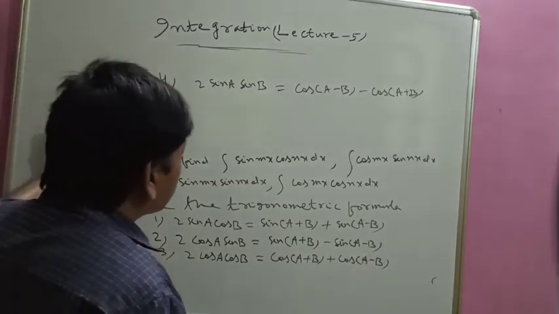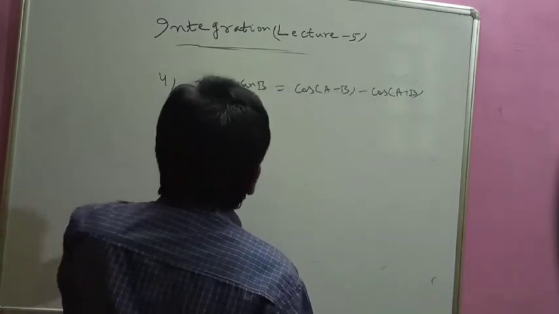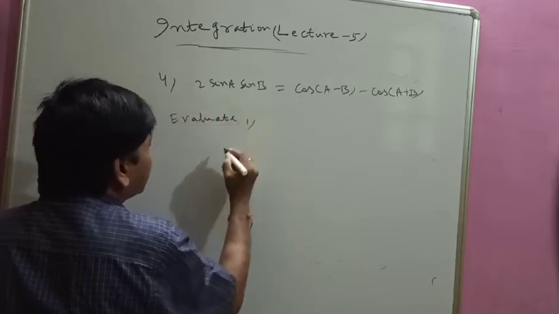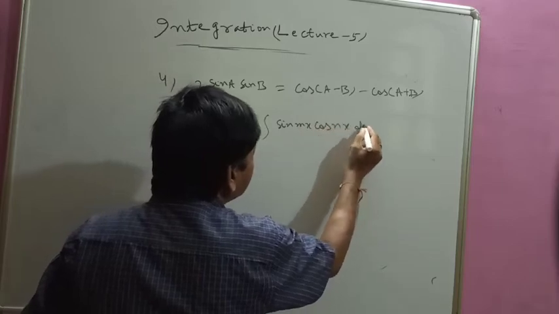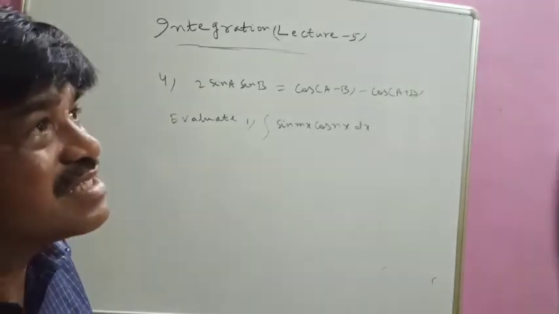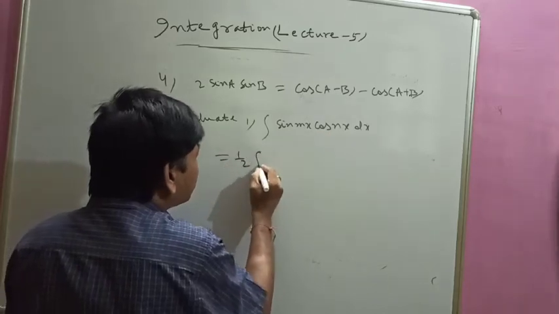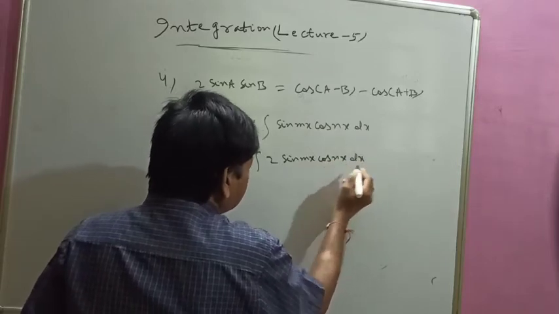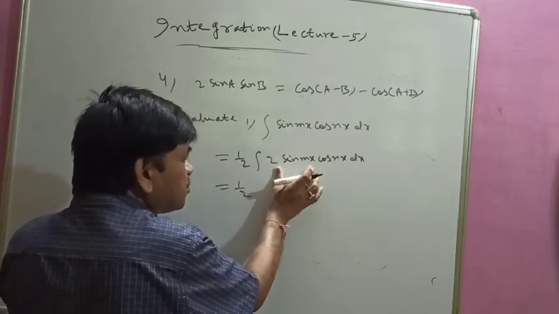So let us discuss some problems based on this, then your idea will be clear. Suppose I ask you to evaluate question number 1, integration of sin mx into cos nx. Okay, so it is of that form. So then how can you do this? What I will do is, this 2 sin a into cos b, so it is half into 2 sin mx into cos nx. Then this 2 gets cancelled, so you are getting this. So now it is our form 2 sin a into cos b.